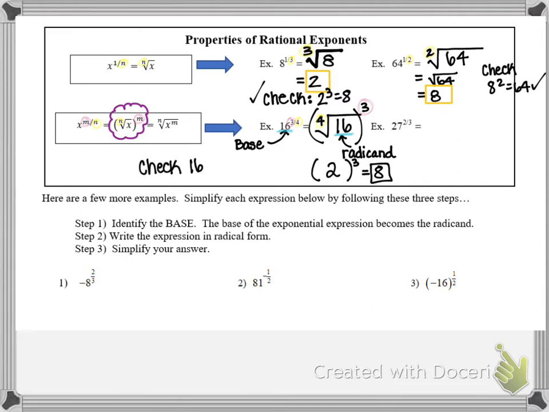Now, you can also check this on your calculator. You can type the number 16 and then use the caret button on your calculator, which is the button that will raise a number to a power.